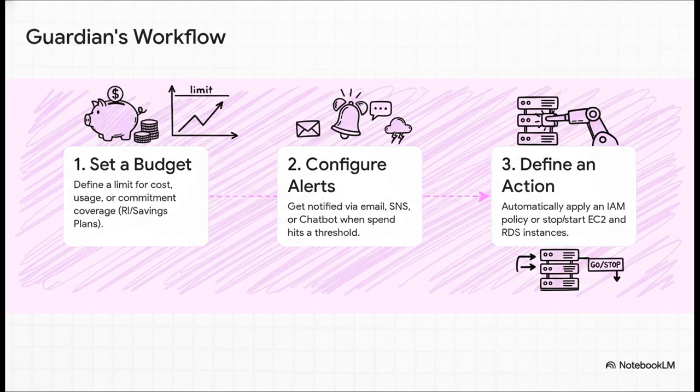You tell it, hey, let me know when I hit, say, 80% of that budget. And step 3, which is really cool, is you can define an action. You can tell AWS to automatically do something when you cross that line.